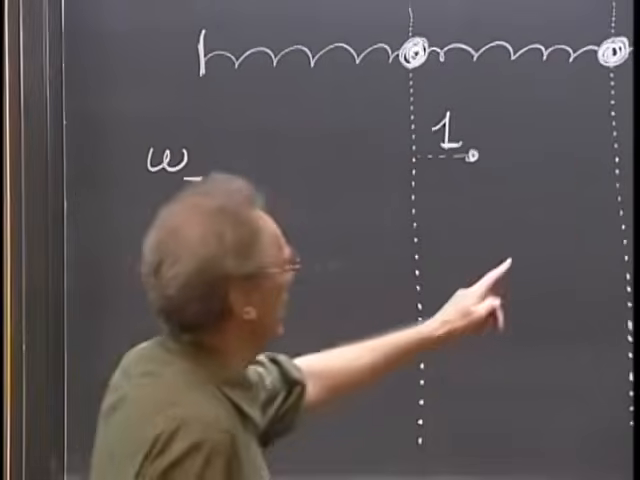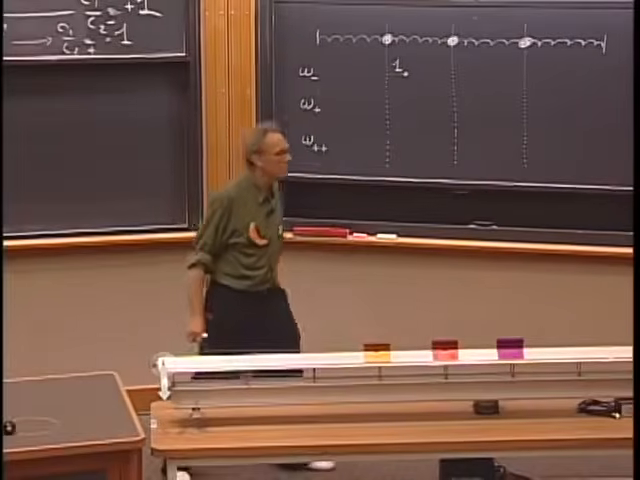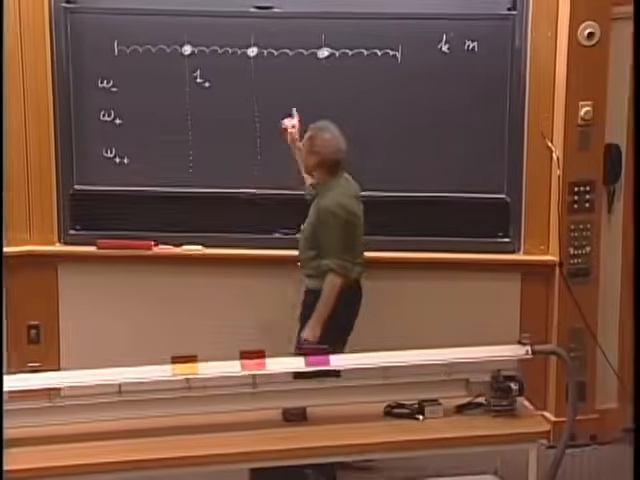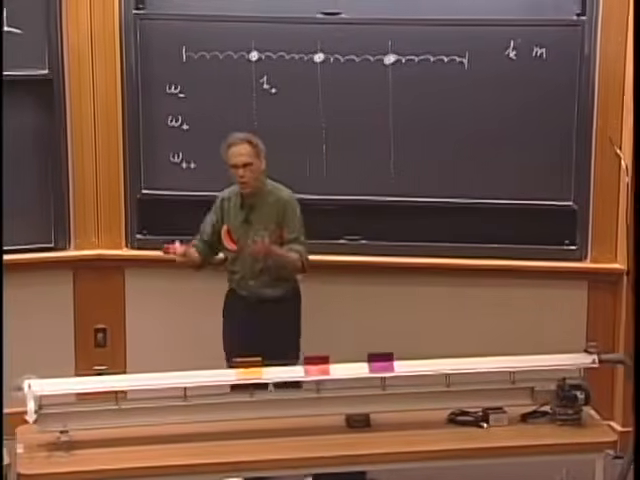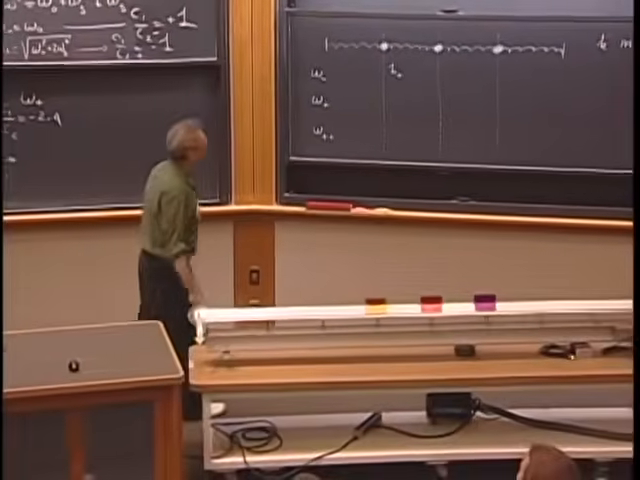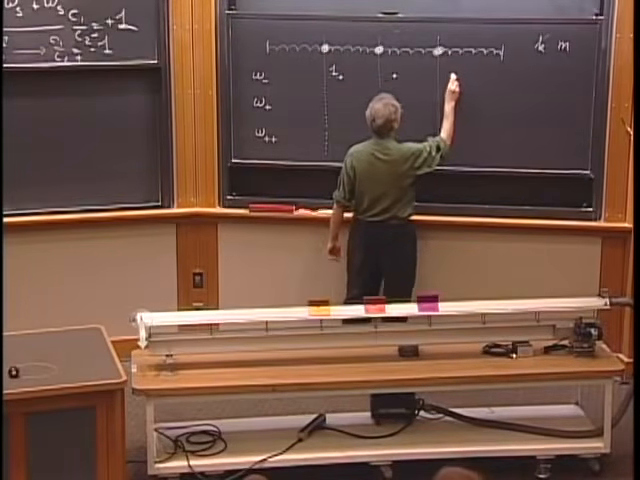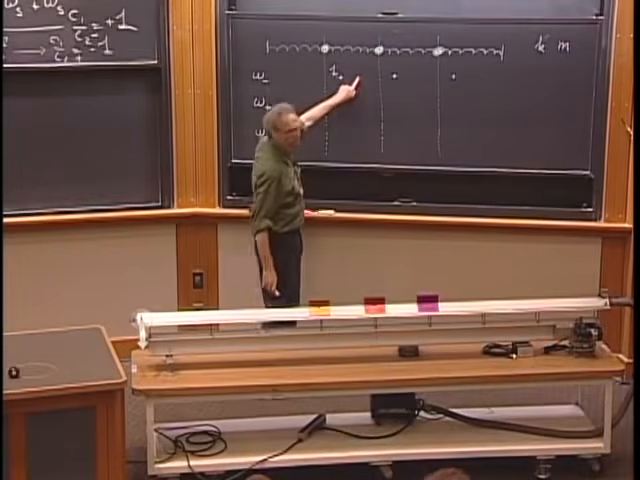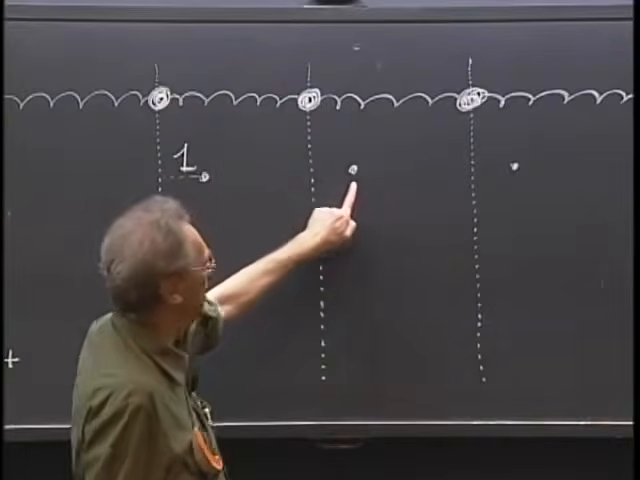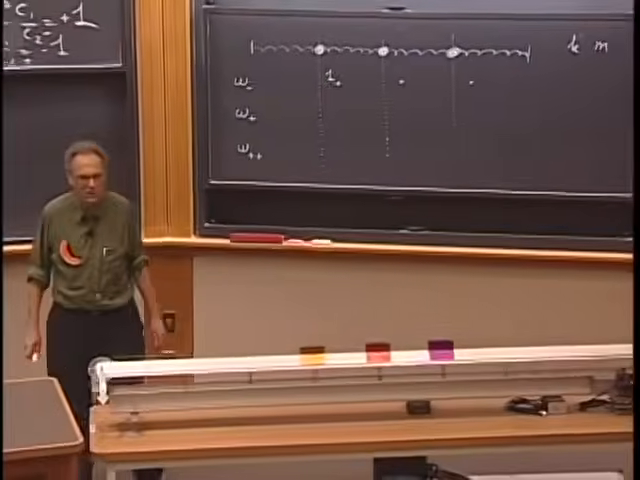Any idea where this one will be? Any idea where that one will be? What do you think the second one will be? +1. What will the third one be? +1. Wrong. Why does it have to be wrong? Suppose this one is at +1, and suppose this one is also at +1. Then this spring is no longer than it wants to be, and this spring is no longer than it wants to be, so there's no force on this object. So that's not possible. That object cannot go anywhere.